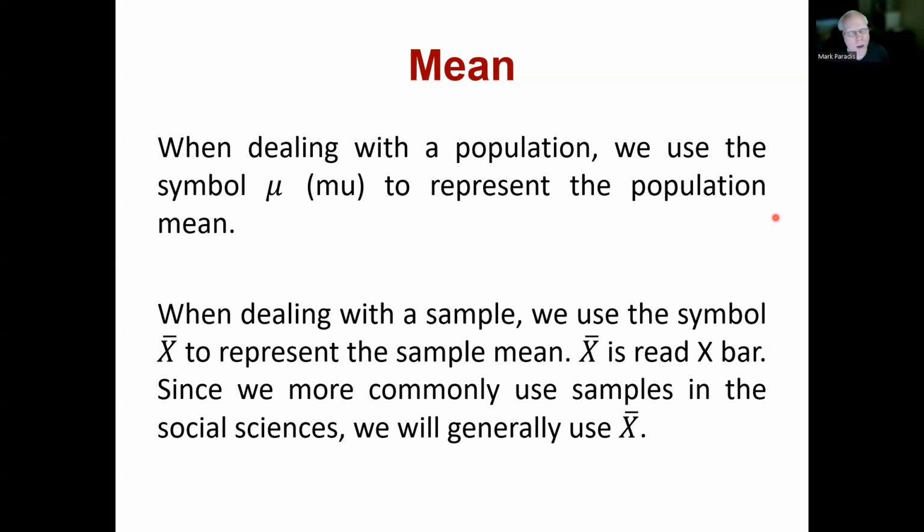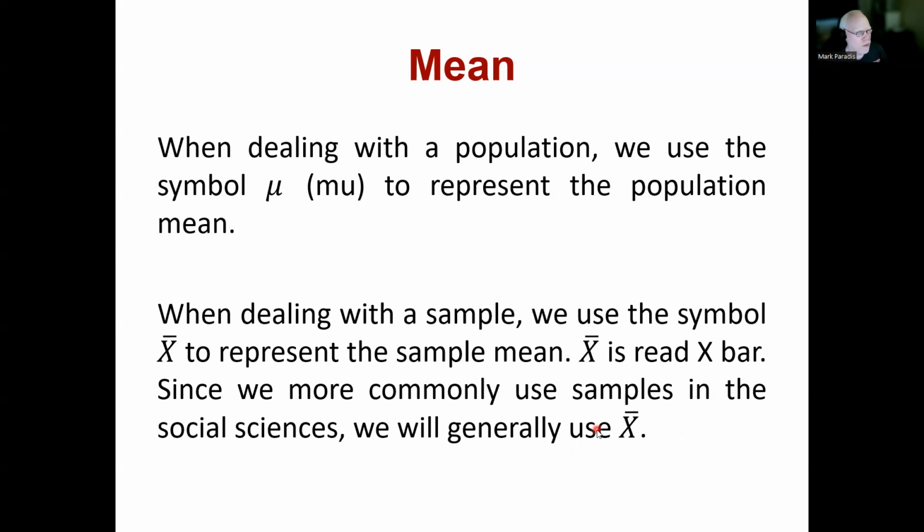So when we're dealing with a population, so all members of the class, say, and that's our population under study, we use the symbol mu. So this symbol here we use to represent the population mean. When we're dealing with a sample, we use the symbol X bar to represent the sample mean. So it's X bar. Since we more commonly use samples in the social sciences, we'll generally use X bar.